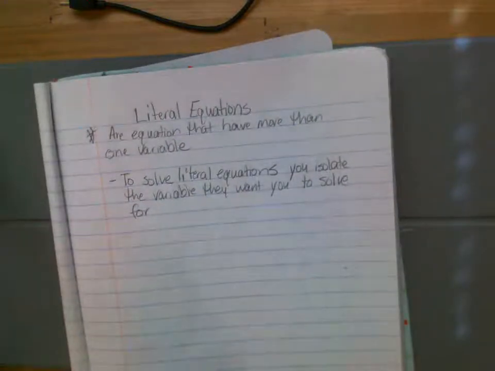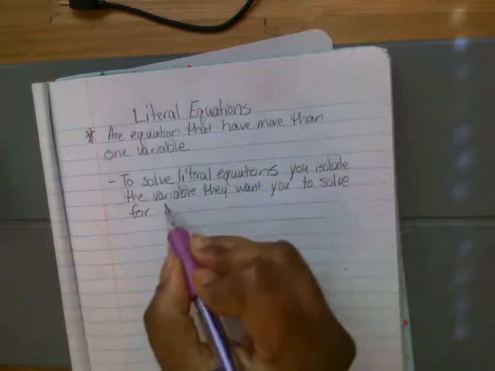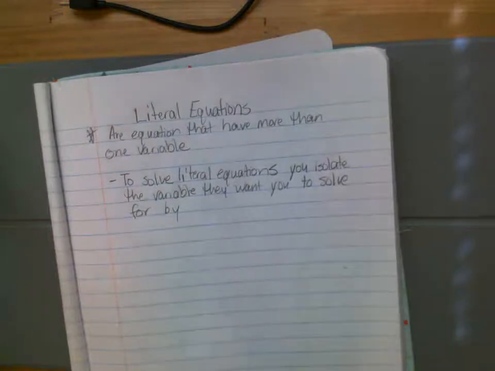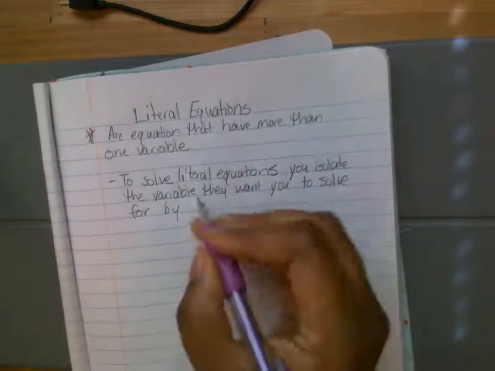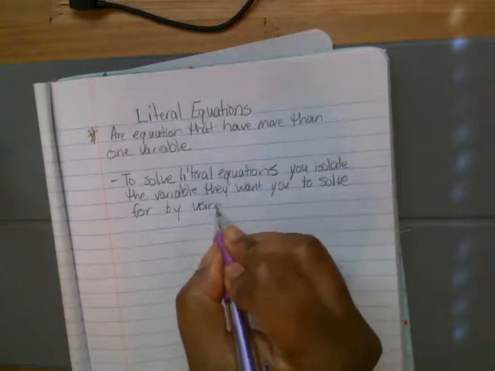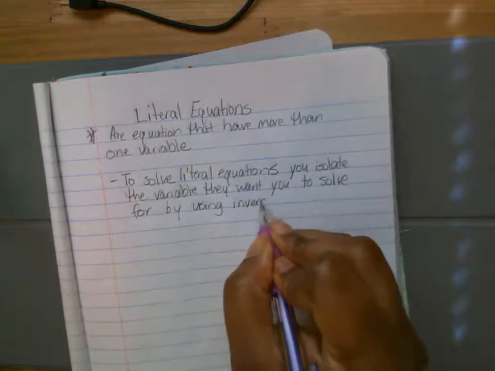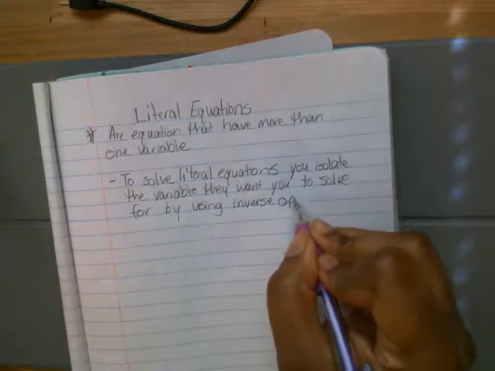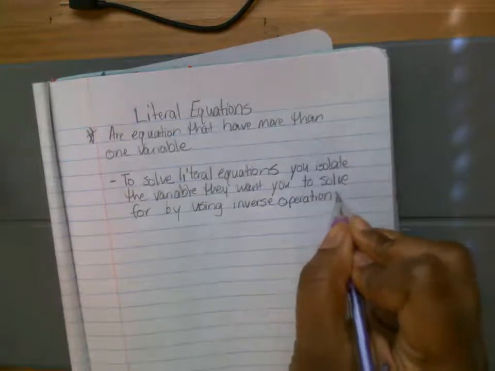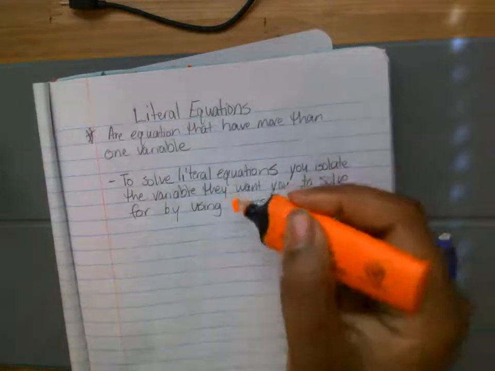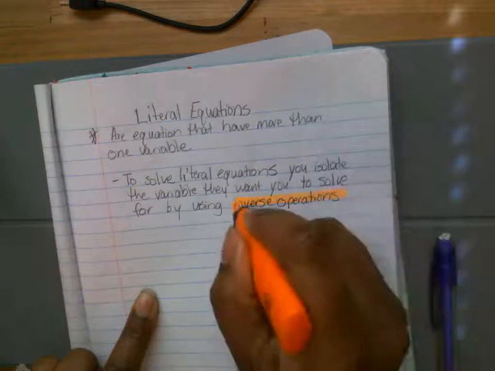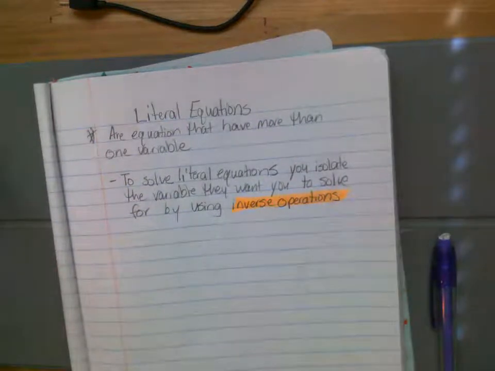How do you do that? How do you isolate the variable that they want you to solve for? This is the important part of that: by using inverse operations. And I'm going to highlight that. Remember that the inverse operation for addition is subtraction, subtraction is addition, multiplication is division, and the inverse of division is multiplication.